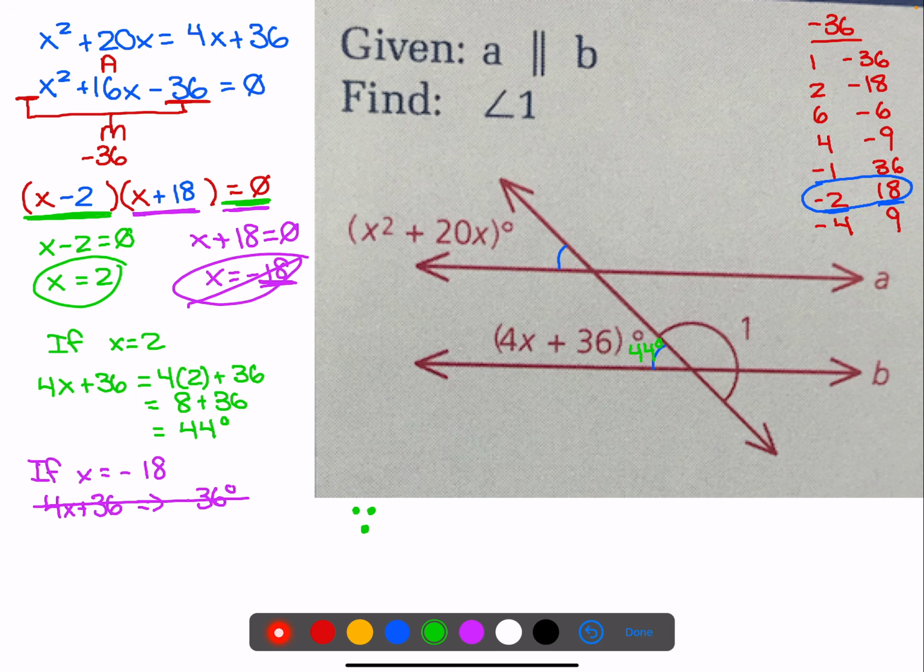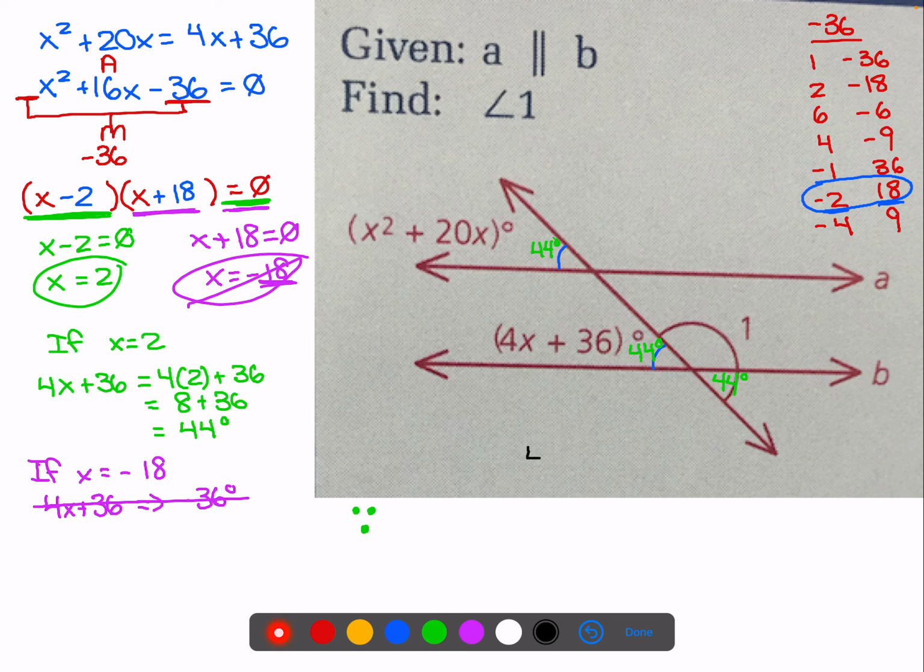we know that this angle is 44, and we know vertical angles are congruent, so this angle down here is 44. I also know that this 44 degrees here, and the angle right next to it, part of it that creates angle 1, are supplementary angles because they're a linear pair of angles that create a straight line.